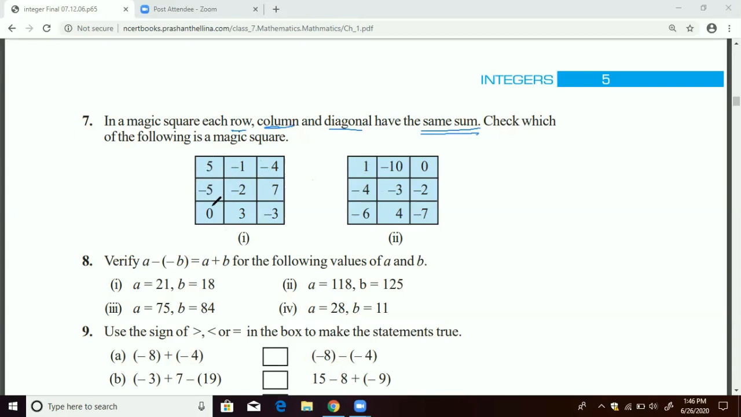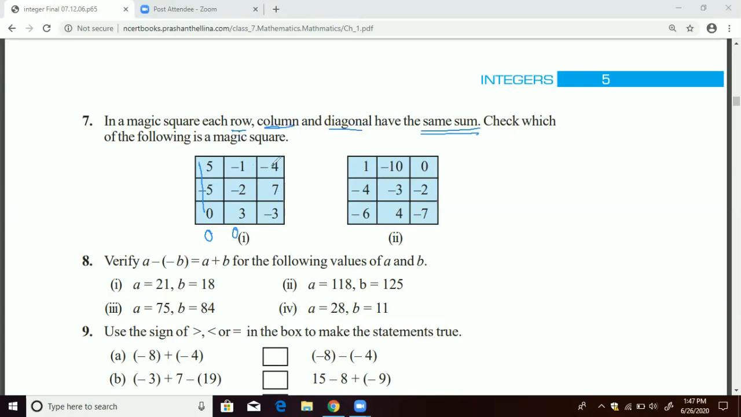First of all, we can calculate this: 5, negative 5 and 0. So 5 plus negative 5 is 0. 0 plus 0 is 0. So here the sum of the first column is 0. Second column, negative 1 plus negative 2. The sum is negative 3. Negative 3 plus positive 3, that's also 0. So here the second column also gives sum 0.